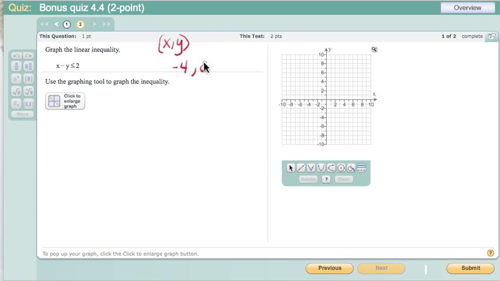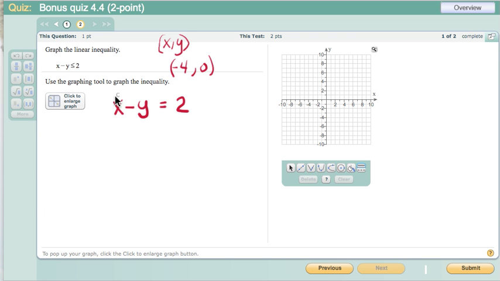Negative 4 comma 0 works. When you subtract these two, you get negative 4. Negative 4 is less than or equal to 2. And I could go on generating many, many points. There's going to be an infinite number of them, but this just gets me oriented as to exactly what the problem is asking for. What I need to do, though, is graph this, and what we do is pretend it's a line. We replace the inequality with an equal sign, and we graph this.